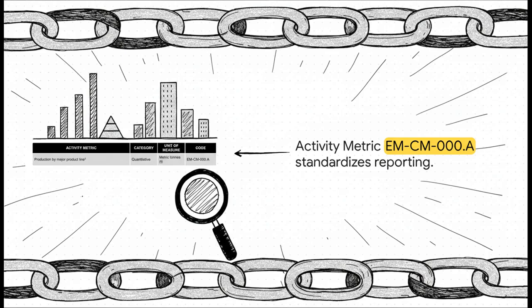The standard distills this entire concept into a single, concrete framework under the code EM-CM-000.A. It sounds a bit technical, but this one requirement is exactly what unlocks our ability to compare any two construction material companies in the world. It mandates that companies must report their scale of operations. And it doesn't just ask for a vague estimate of size like, oh yeah, we make a whole lot of bricks. No way. It requires specific quantitative measurement.